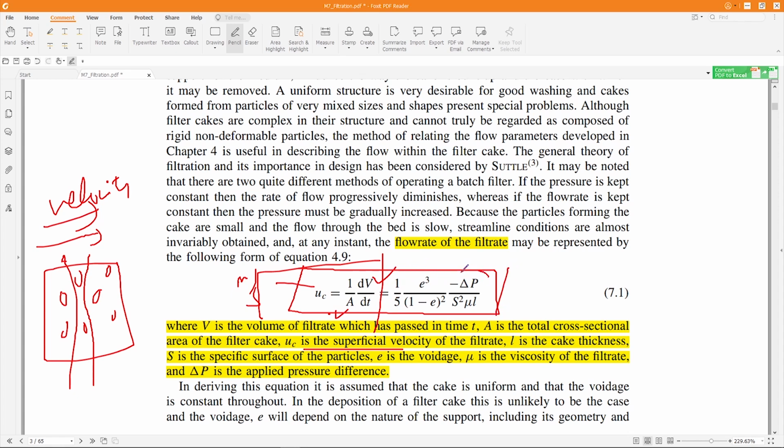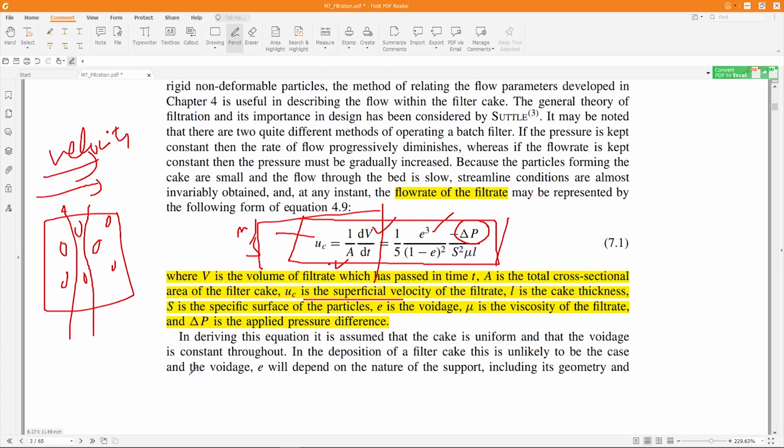So this is nothing but the pressure drop applied. What is E? E is the voidage, right? Voidage means how much empty space there is. So it is nothing but the voidage fraction. If you have 50% voidage, it means 50% of the space is empty. And what is S? It is the specific surface area of the particle.